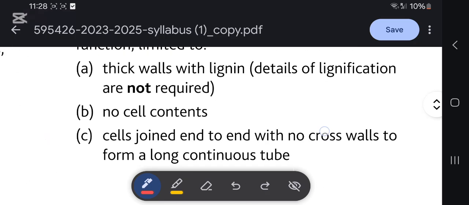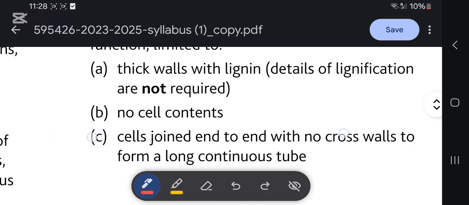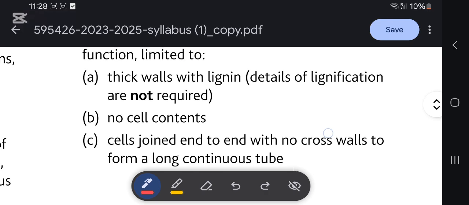They have thick walls with lignin. They have no cell content. Okay, they have thick walls with lignin, which provides support.